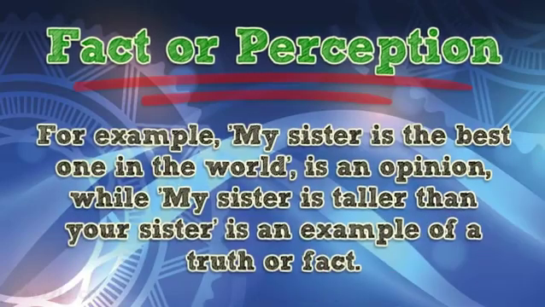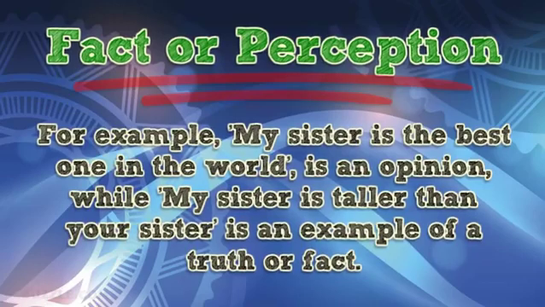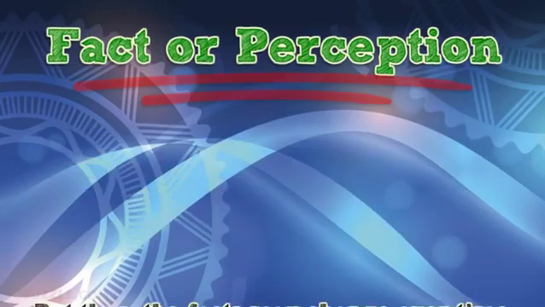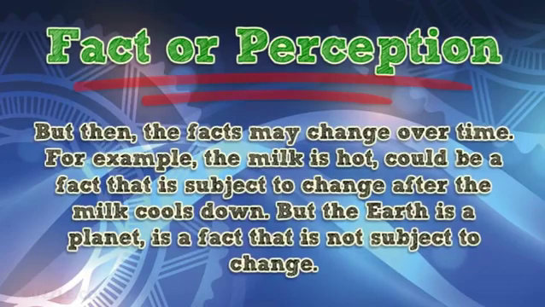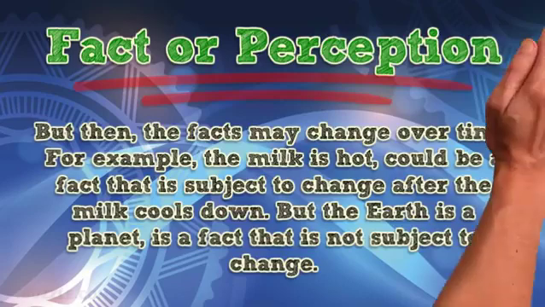For example, my sister is the best one in the world, is an opinion, while my sister is taller than your sister is an example of a truth or fact. But then, the facts may change over time. For example, the milk is hot could be a fact that is subject to change after the milk cools down. But the Earth is a planet is a fact that is not subject to change.